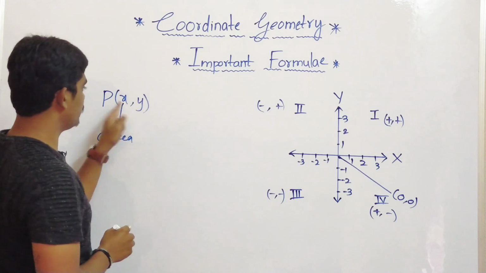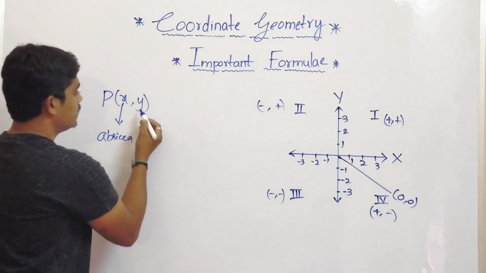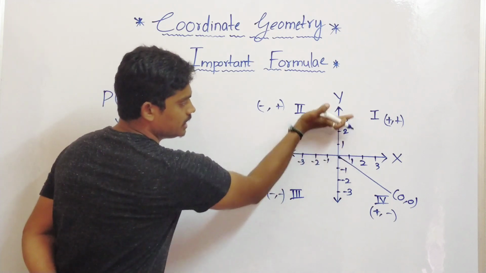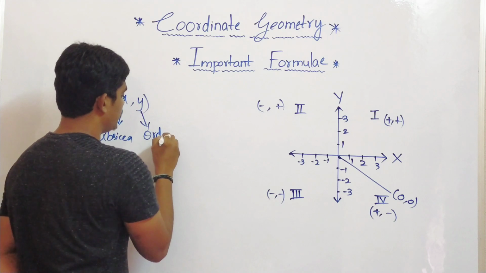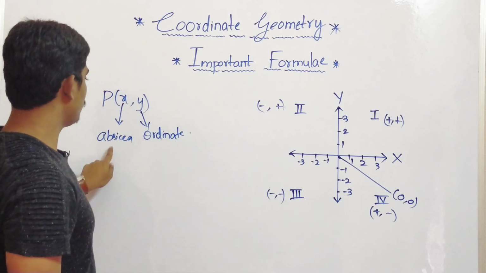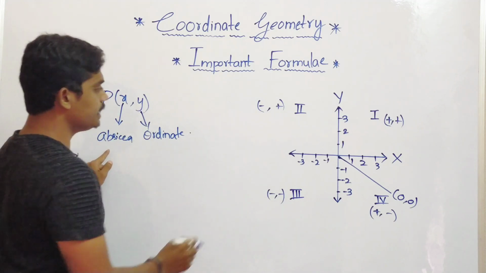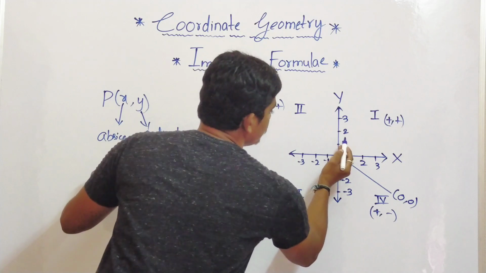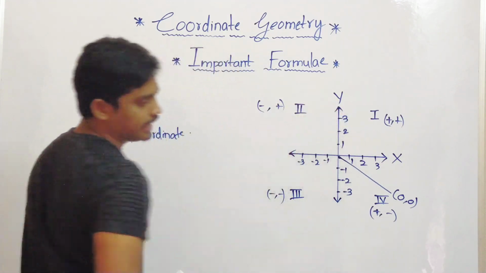So abscissa is nothing but the value of the x coordinate, which is the distance from the y-axis, and the y coordinate is the distance from the x-axis. This is also called the ordinate. So the x coordinate is called the abscissa and the y coordinate is called the ordinate. The x coordinate is the distance of a point from the y-axis. The y coordinate is the distance of a point from the x-axis.